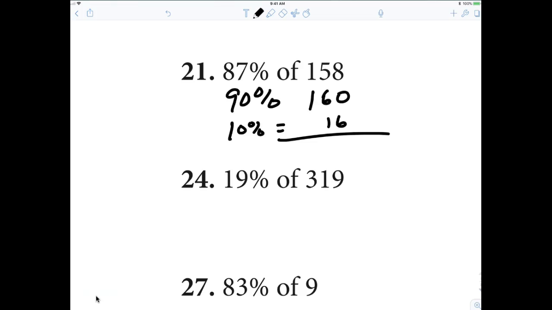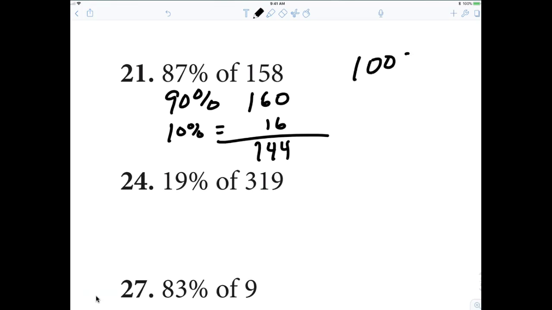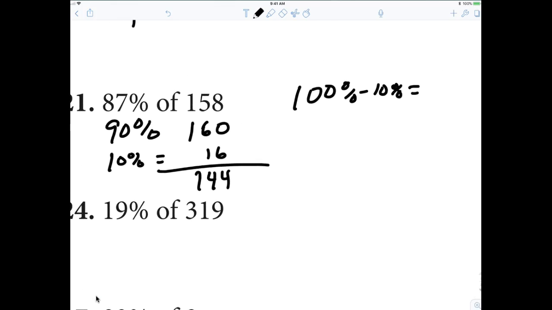Not crossing out and borrowing. You should not be doing that. So it's roughly, what did we say? 144. Right around there. If you don't know something, I'm a terrible babysitter. I tell everybody all the time. Why would I want to do 10%? Because if I take 100% and I subtract 10%, that equals 90%.